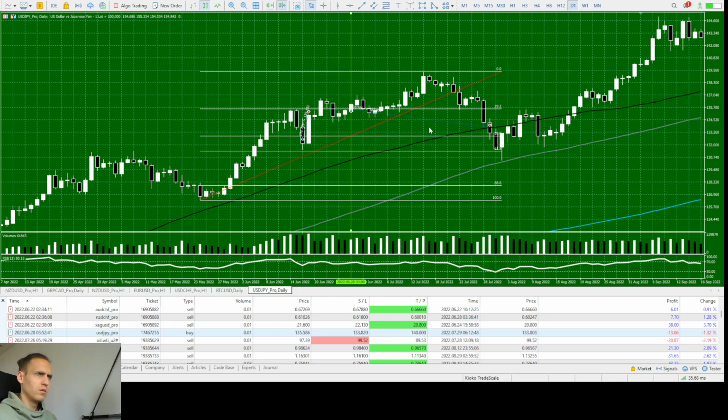61.8 reached on a daily, then a reaction, but over there wasn't any good entry. Still, this trade went for days. Each candle is one day. This trade went for days, literally.